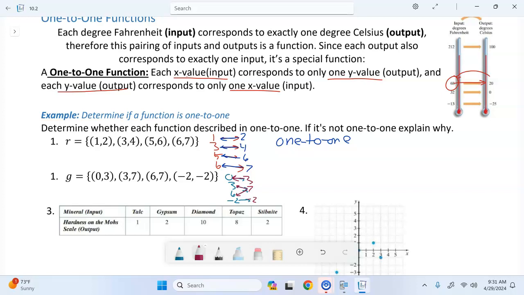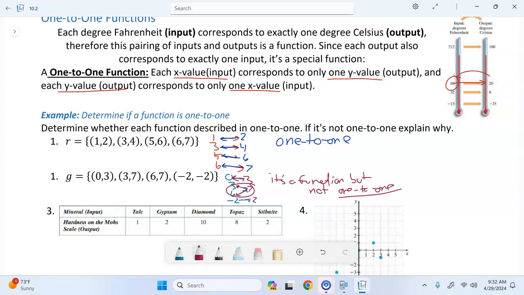So because of that, it's a function, but it's not 1-to-1. You have a function, but it's not 1-to-1 because one of our y values points to 2 different x values.